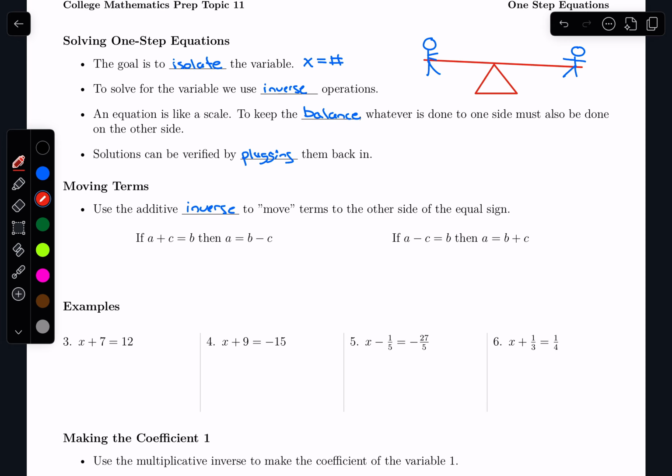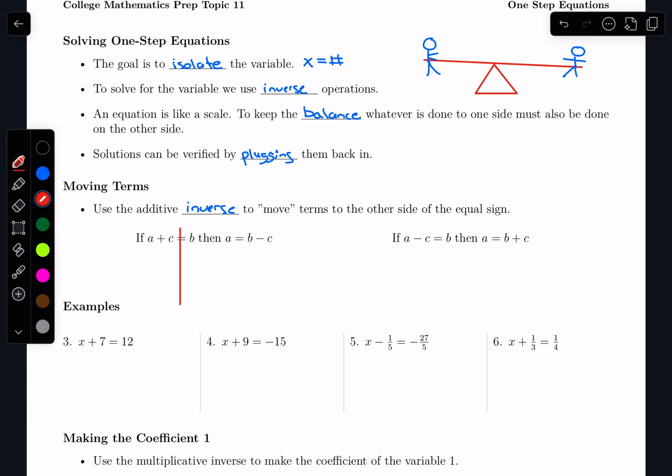Well, the first thing I'm going to do is draw a vertical line through my equal sign. And you guys are right now thinking, what? Why are we drawing lines? Well, it's to keep us organized. Okay, imagine this vertical line is the same as the center fulcrum point on my teeter-totter. I need to keep the balance on the left and on the right.